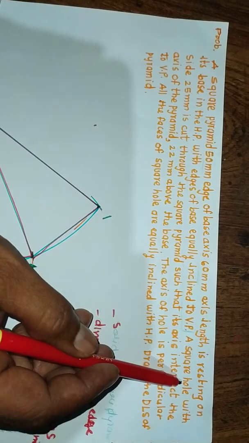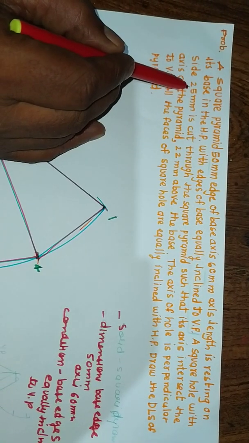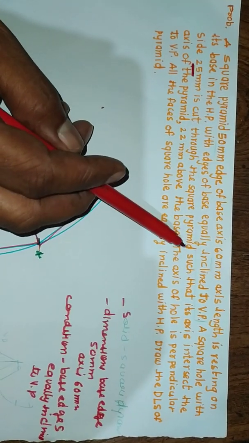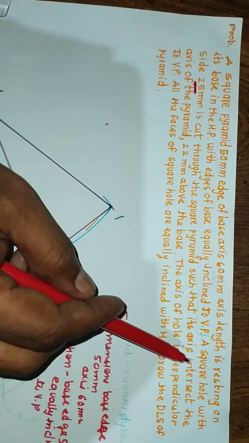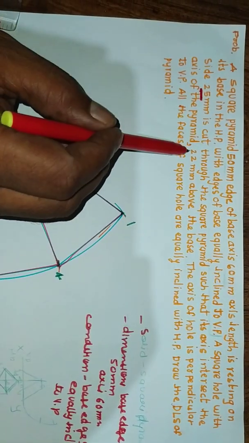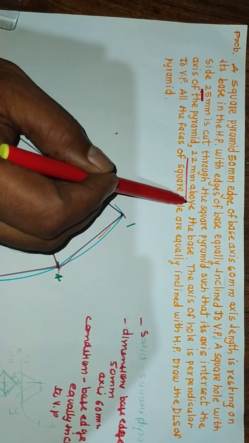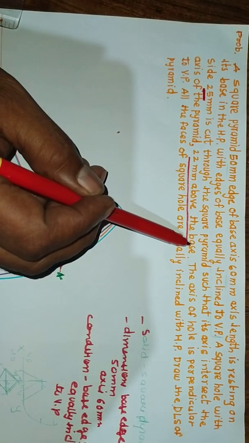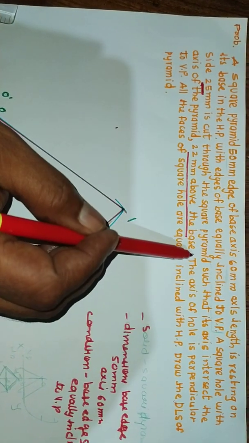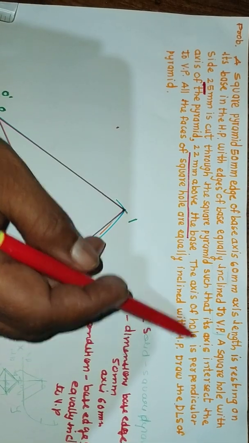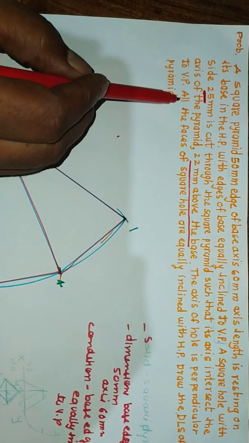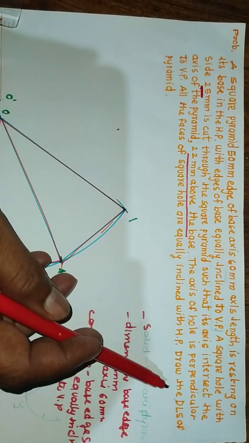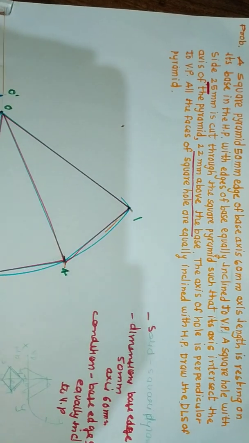A square hole with side 25 mm is cut through the square pyramid such that its axis intersects the axis of the pyramid 22 mm above the base. They have given the axis distance, that is 22 mm above the base. The axis of the hole is perpendicular to VP. All the faces of the square hole are equally inclined with HP. Draw the development of lateral surface (DLS) of the square pyramid.